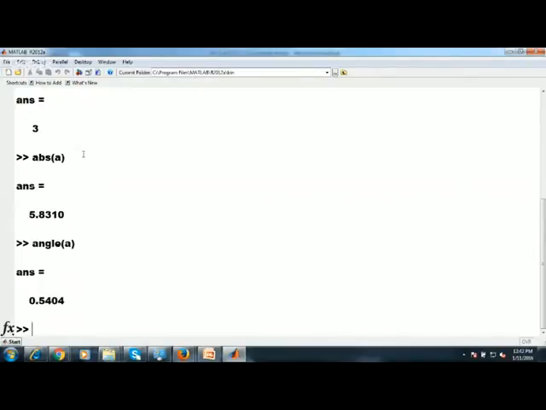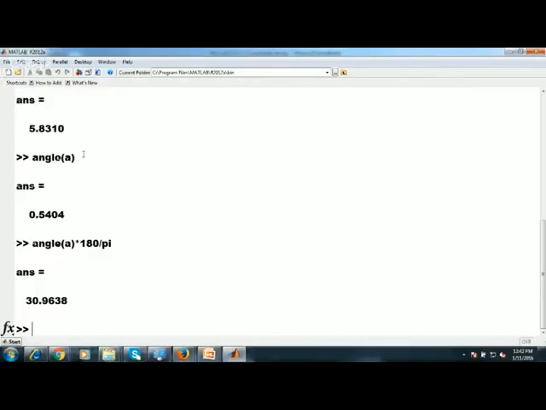So to get it in degrees, it should be multiplied by 180 by pi. Matlab takes pi as pi. So angle of A is 30 degrees, what we did is multiplied by 180 by pi.